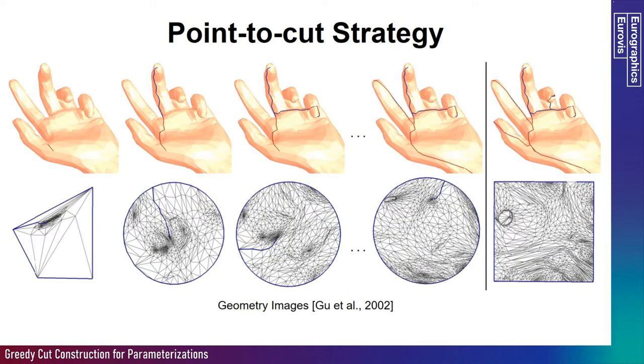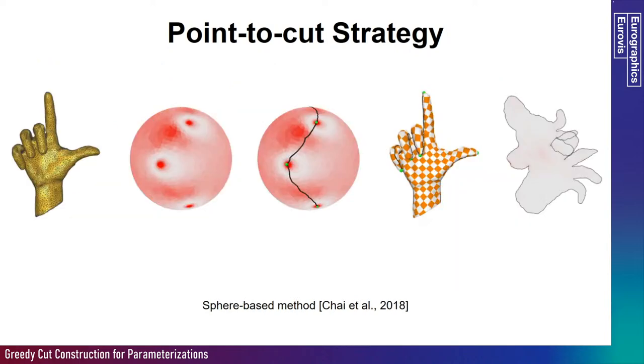Based on this key observation, Gu et al. proposed an alternating algorithm for parameterization and cutting. They parameterize the mesh to the plane according to the cut calculated in the previous iteration, then find the vertex with the largest distortion and connect the vertex to the boundary as a newly added cut. But this method may be terminated early due to an extreme vertex found on the boundary.